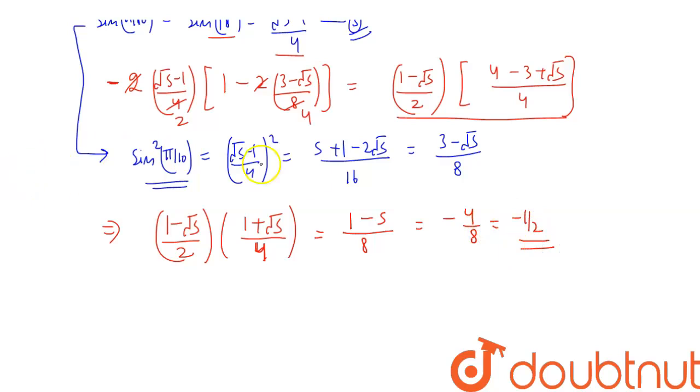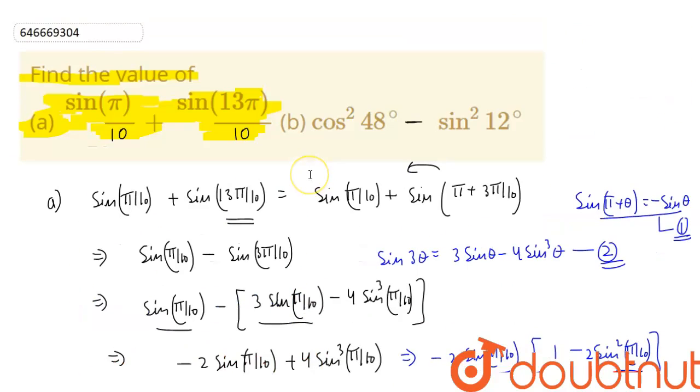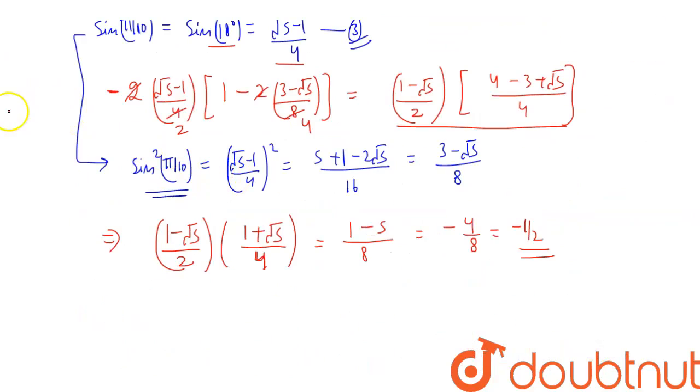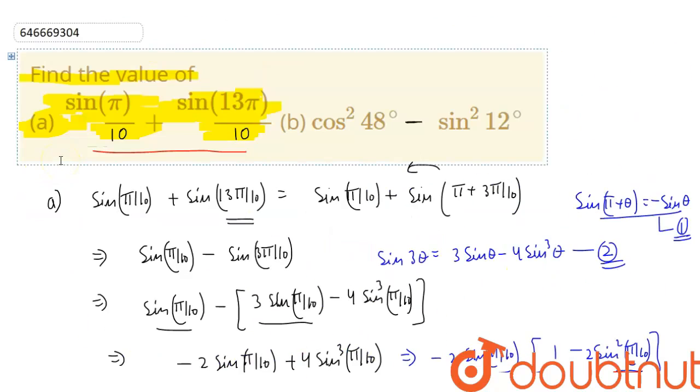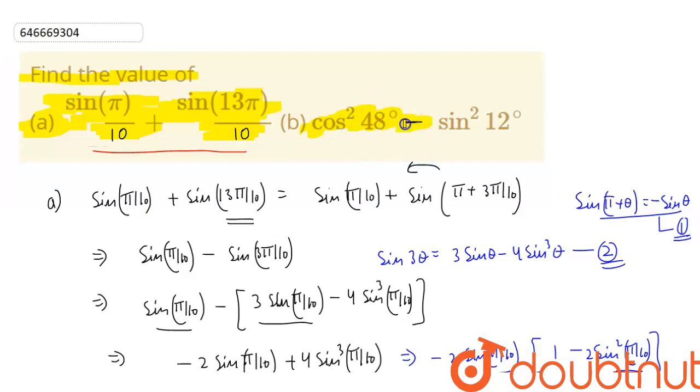So in the question they have asked us to find the value of this given expression. So here we have got the value of this given expression as minus half. So this is the solution for the first part of the question asked above. Now we are going to focus on the second part of the question. Here in the second part they are asking about the value of cos square 48 degrees minus sine square 12 degrees. So now we are going to consider it below.